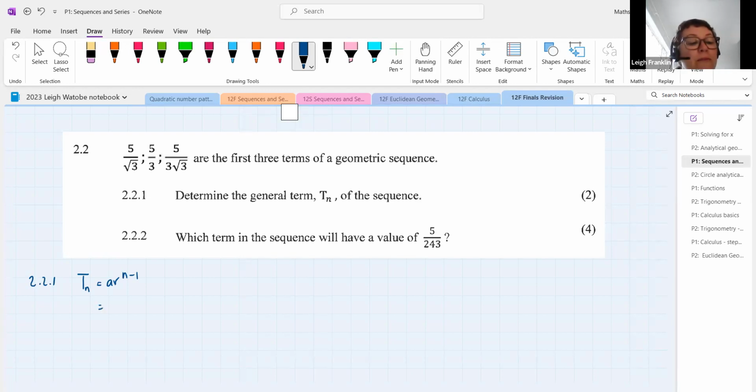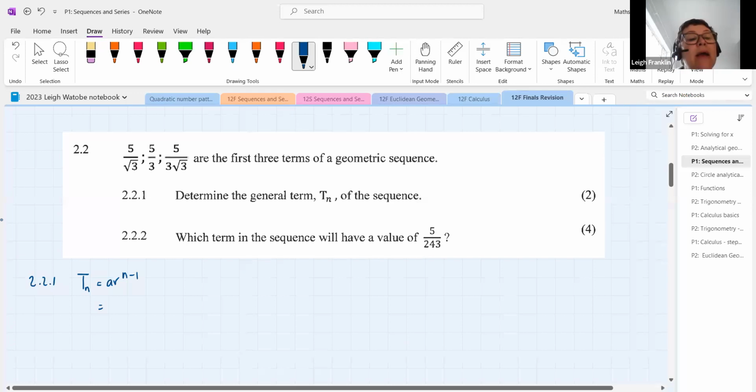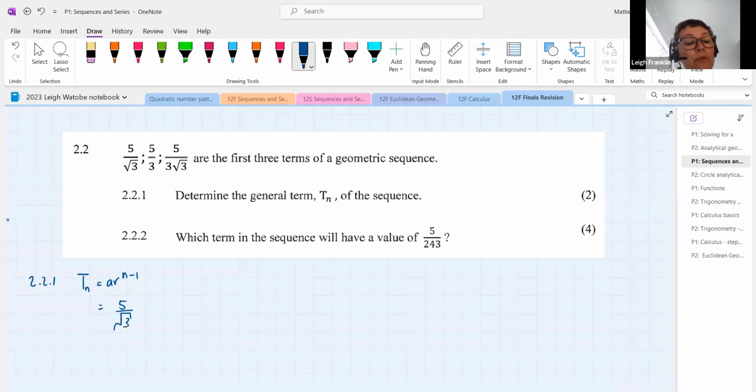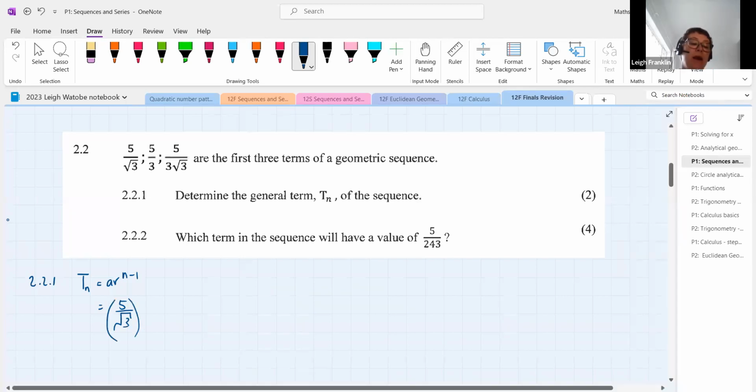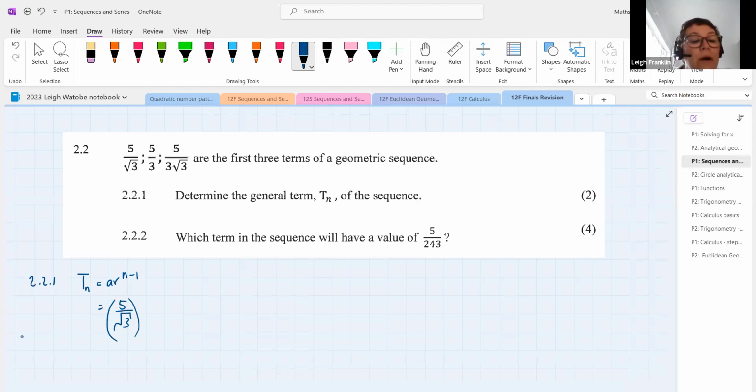Okay, so if they want us to determine the general term, what they're really implying is that we need to know the value of A and we need to know the value of R. A is easy, it's given to us. Remember, A is the first term in the pattern. So that would be 5 over root 3. Sorry, that's a horrible root 3. And I'm just going to put that in brackets because it's fairly nasty. What I'm going to need now is my R value. Remember, R is calculated by dividing term 3 over term 2 or term 2 over term 1.